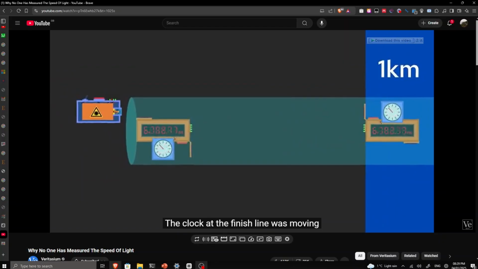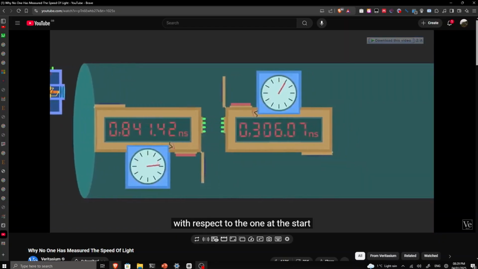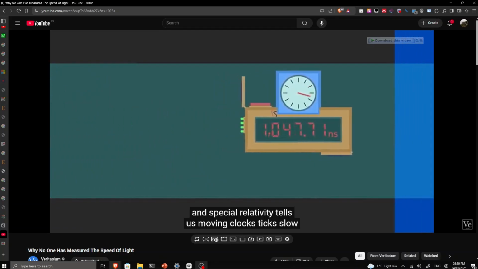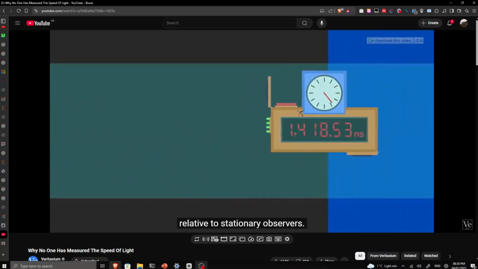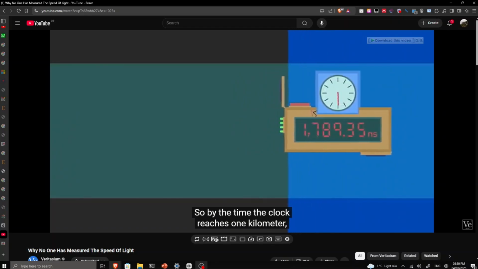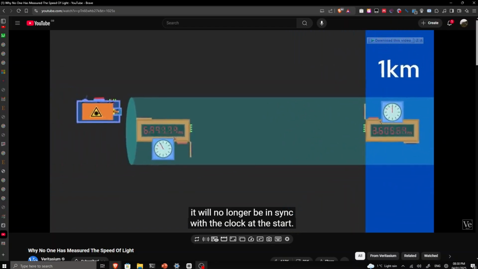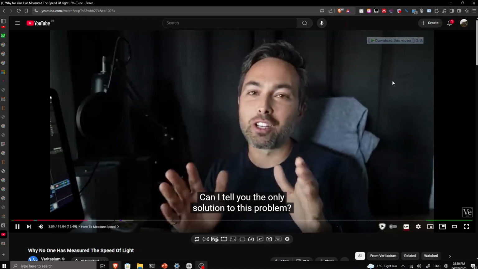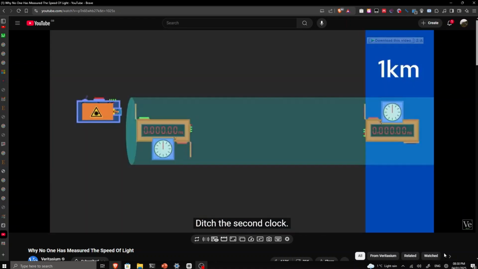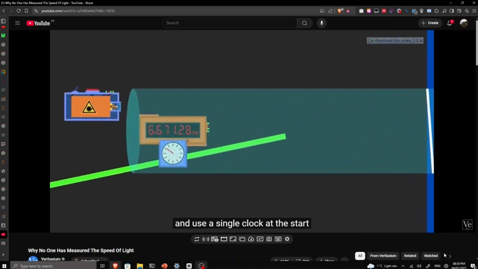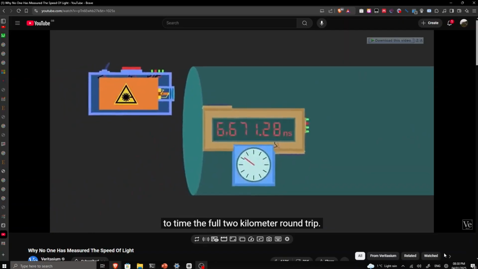Well, I'll tell you. The clock at the finish line was moving with respect to the one at the start, and special relativity tells us moving clocks tick slow relative to stationary observers. So by the time the clock reaches 1 kilometer, it will no longer be in sync with the clock at the start. Can I tell you the only solution to this problem? Ditch the second clock. Put a mirror at the end to reflect the light back, and use a single clock at the start to time the full 2-kilometer round trip.